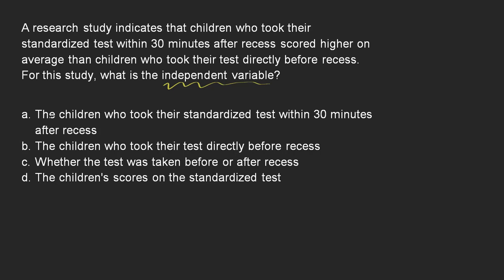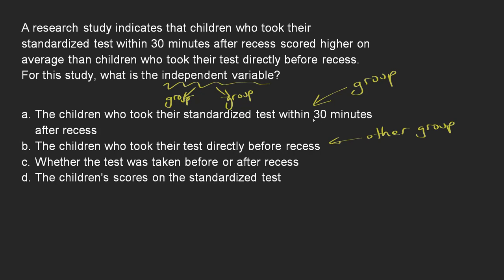And if you look at option A here, you can see that this defines a group. So the children who took their standardized test within 30 minutes after recess, that's one group. Independent variables will branch off into different groups, and those groups define the independent variable. So in part B it says the children who took their test directly before recess. So this is the other group.